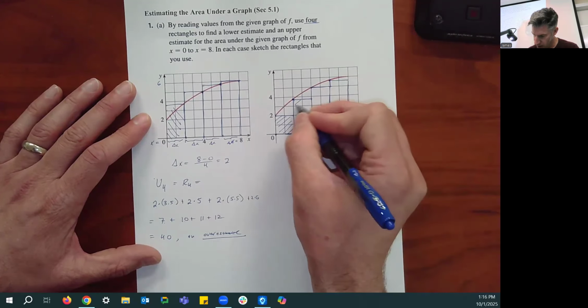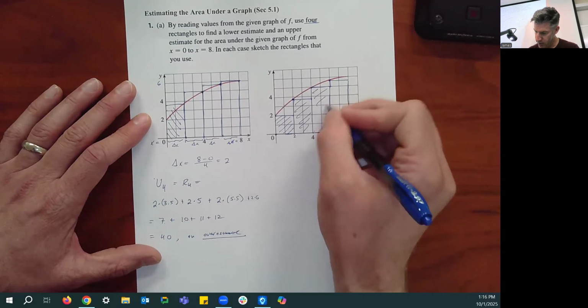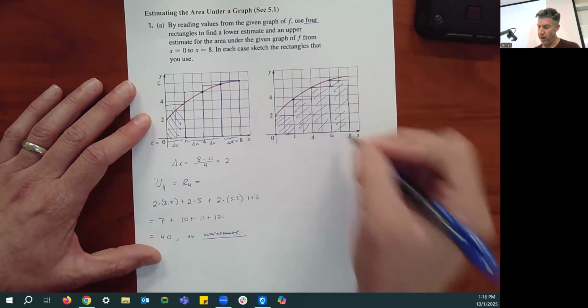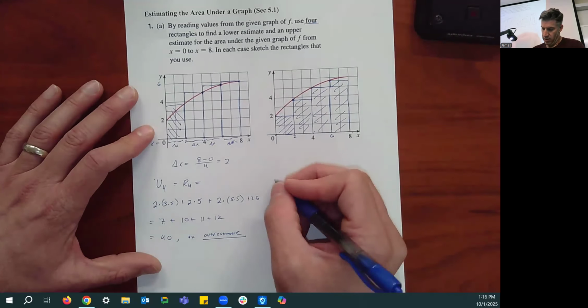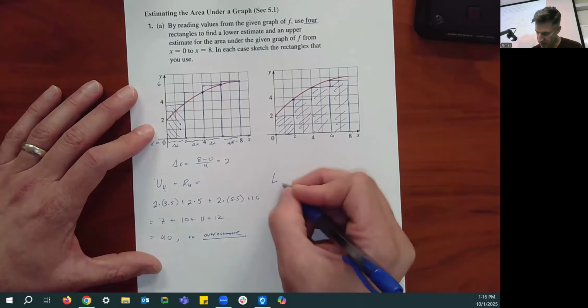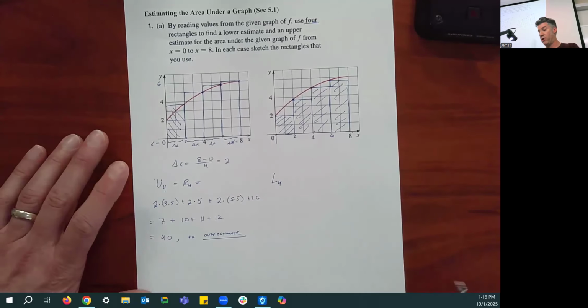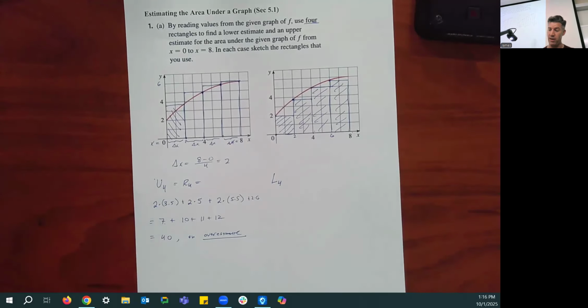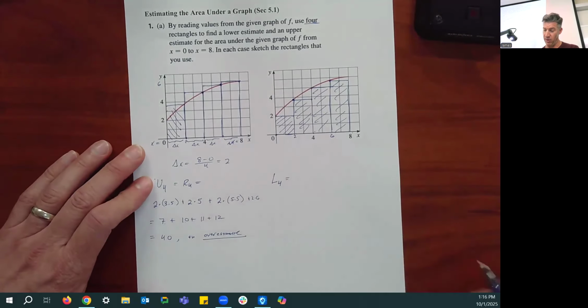So here's our lower sum, or our underestimates, or our left endpoints. So left and lower both start with L. How nice is that? Using our left endpoints with 4 rectangles, or our lower estimates using 4 rectangles, I am going to factor out the 2.